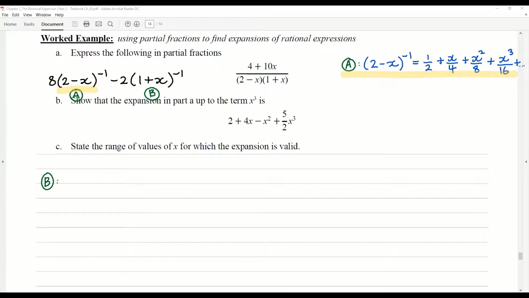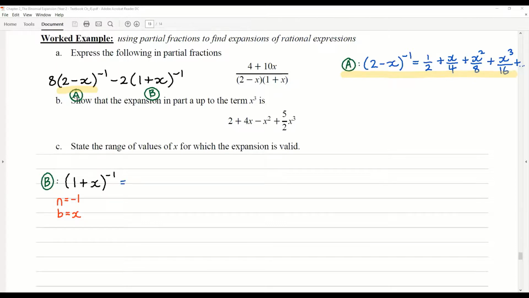Now, for the 1 plus x to the power -1, we don't need to do any factorization out of the bracket. We can just go straight to it. Just write down what your n and your b are. So n equals -1 and b is simply x. And you can go straight into the expansion.